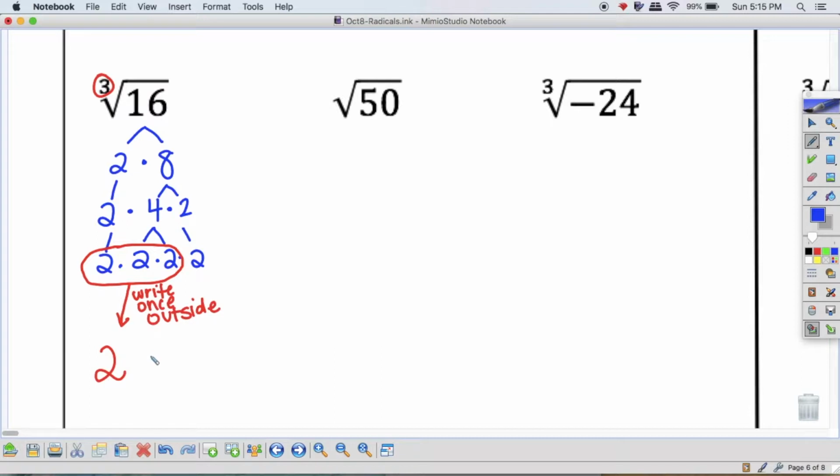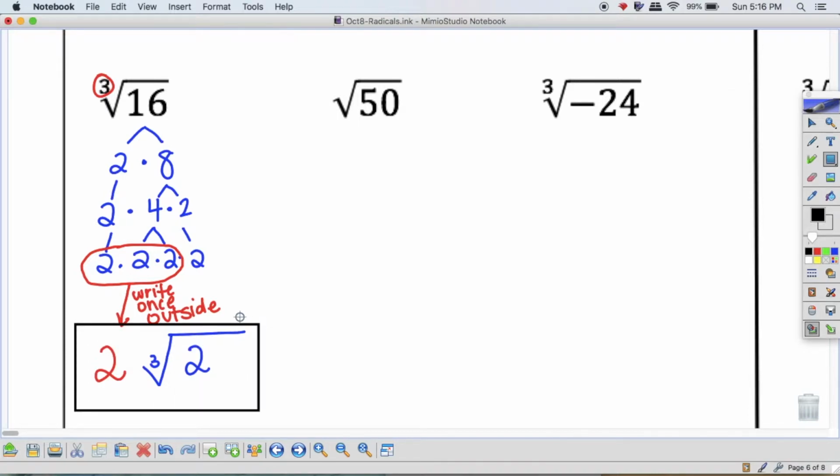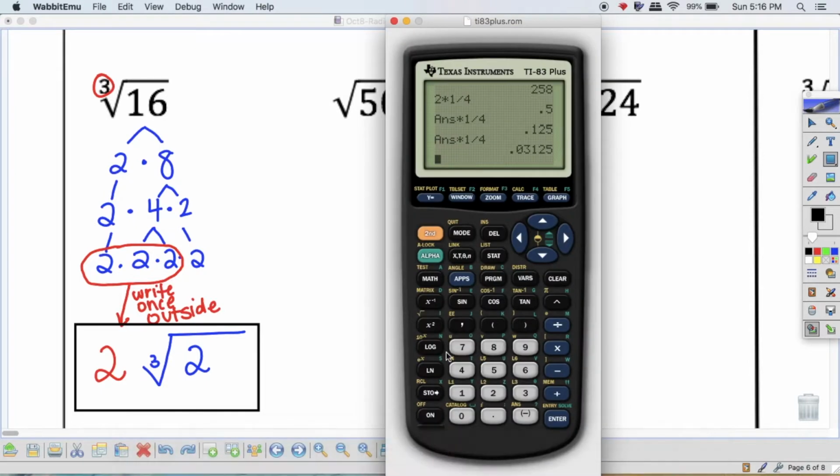Okay, then I'm going to do the radical, and I'm going to make sure that this 3, I have the same index in my answer as I do in the question. I'm going to make sure the 3 is sort of inside the check mark, so I know it's not an exponent for that 2. And this 2 is going to stay on the inside. So this is the answer. Okay, this means that the cube root of 16 is the same as 2 times the cube root of 2.